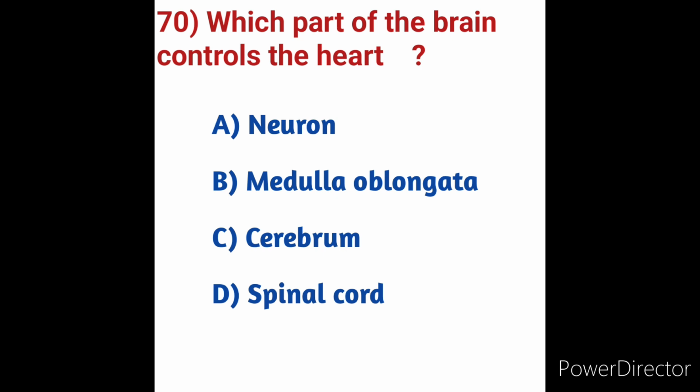Which part of the brain controls the heart? Which part from the following options will control the heart? We will see the options. Option A, neuron. Option B, medulla oblongata. Option C, cerebrum. Option D, spinal cord.